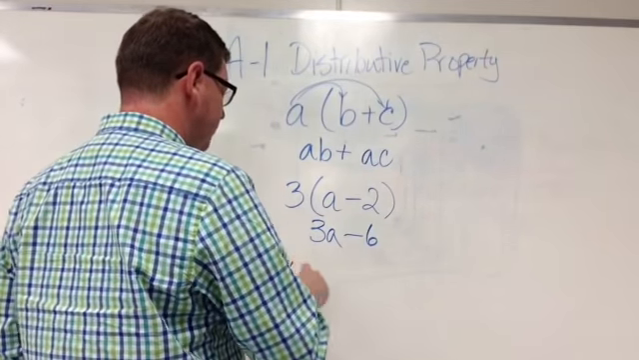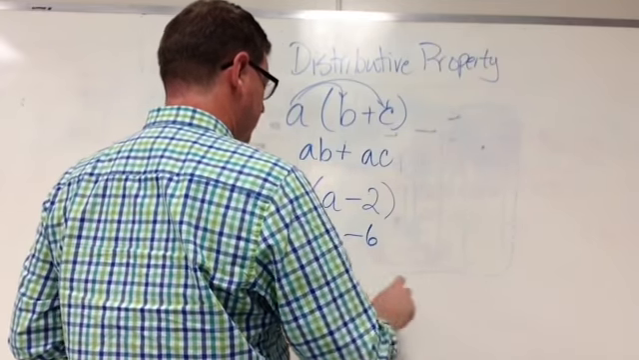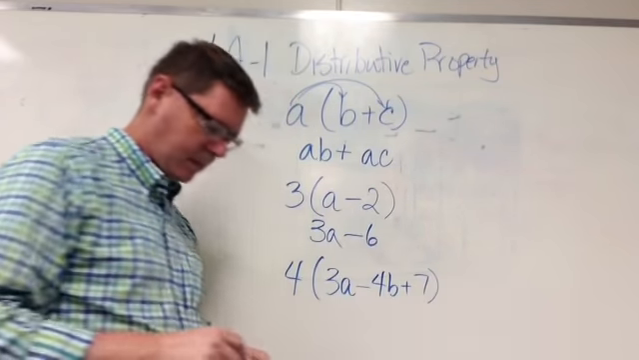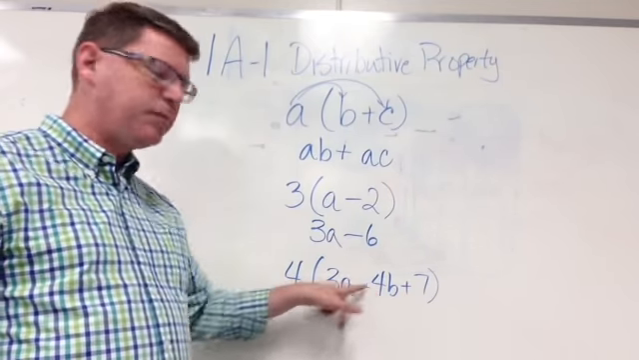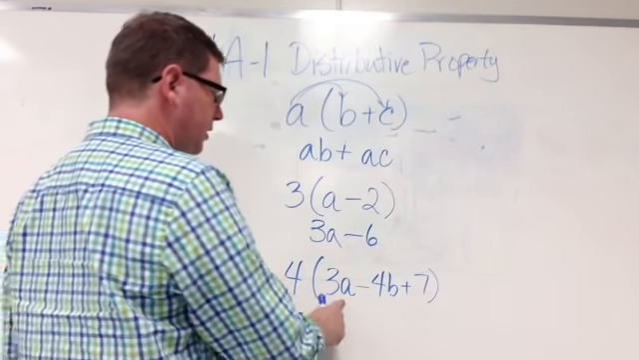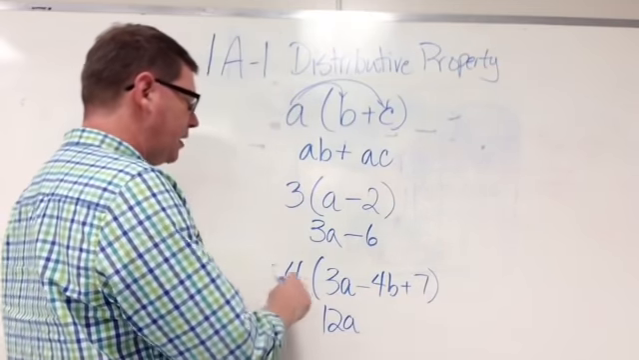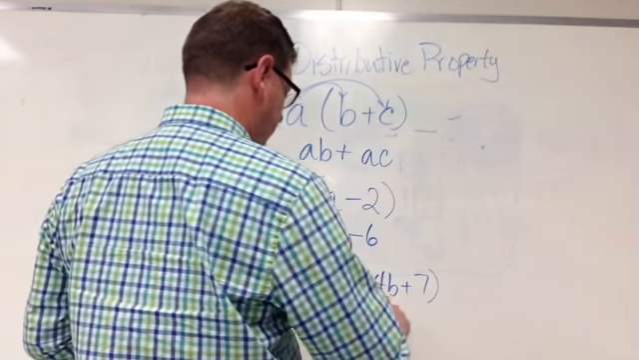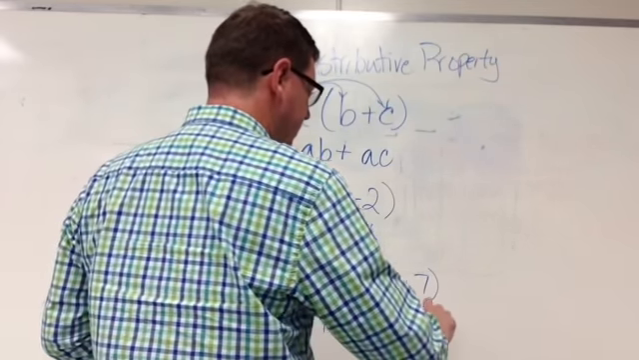You write this down. Let's do 4 times the quantity of 3A minus 4B plus 7. Okay? So again, I have 4 times a big quantity. There's minuses and pluses, so I'm going to have to multiply that 4 times everything that's inside the parentheses. So 4 times the 3A would be 4 times 3 is 12, so that's going to be 12A. And then 4 times negative 4B would be negative 16B. And 4 times 7, and it's a positive 7, is going to be positive 28.